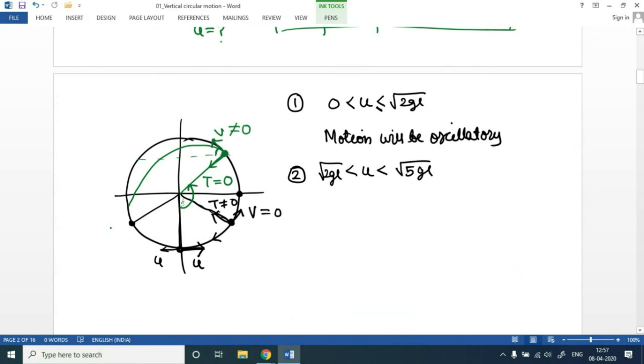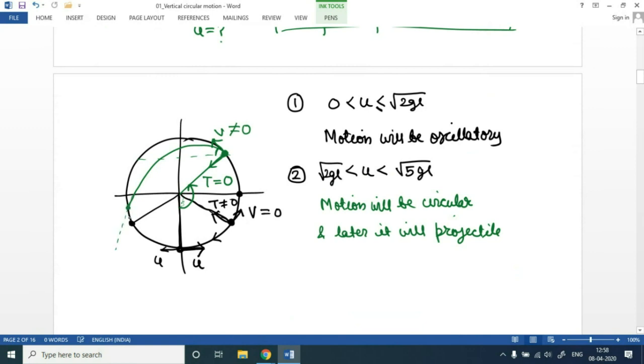Okay, so we will take one case. This seems to be a very interesting situation, so we will definitely be taking a problem on this a little bit later. Before that, let's complete the different case scenarios. So here, if u is less than root 5gl and greater than root 2gl, motion will be circular till this point, and later it will be projectile, we can say. And it will continue to move along the parabolic path until this trajectory tries to cross this circle. Once it tries to cross this circle, there will immediately come an impulsive tension over here, and then it will continue to move on a circular path and so on. So this is the second case scenario.